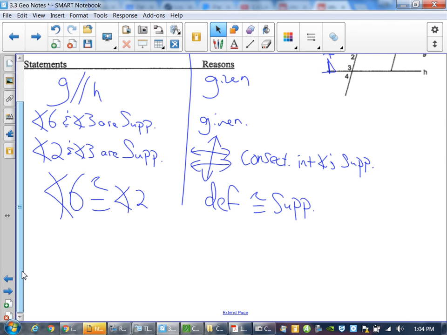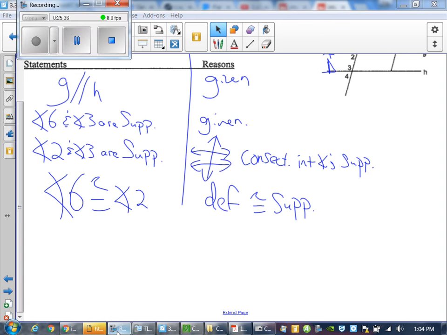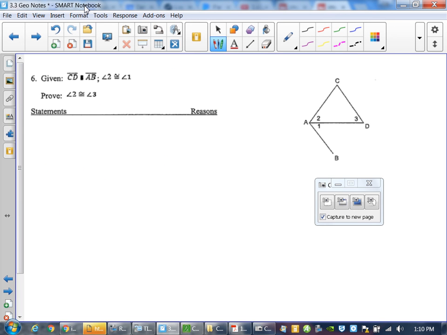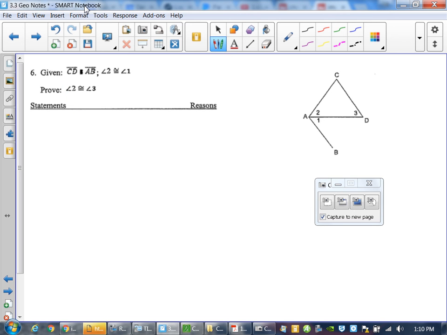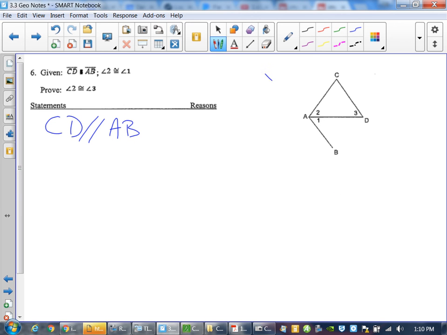I want you guys to take a minute and try 6. Try 6 and 7 for me. We've got enough information. We've got enough examples. We've got enough stuff lying around. You're overthinking it. So CD is parallel to AB, which means you have this.